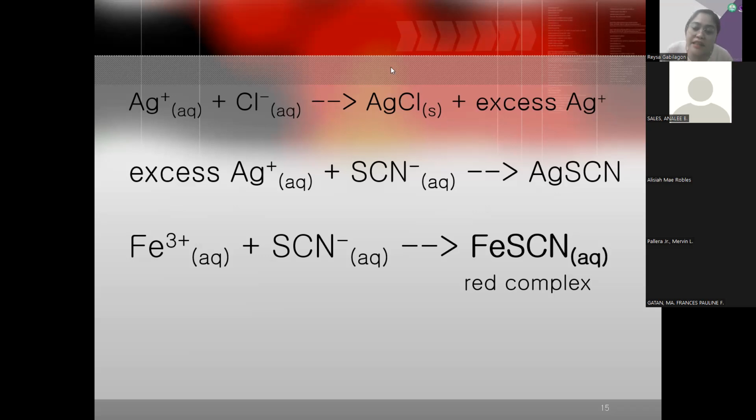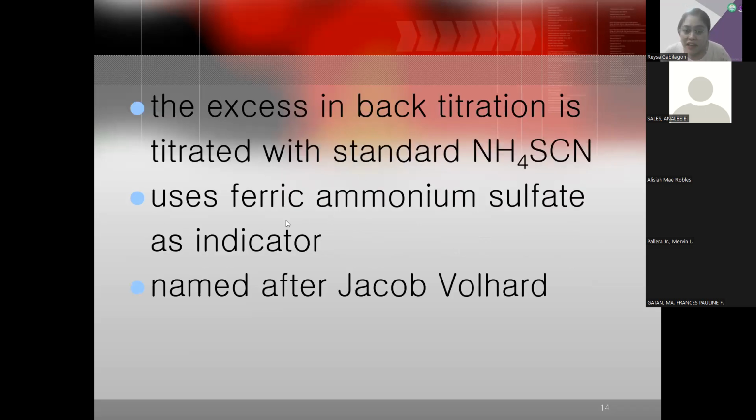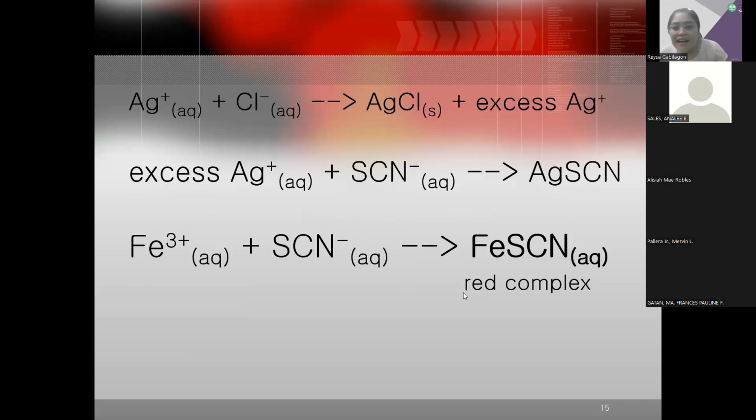So these two will react, forming silver chloride. Silver chloride is a white precipitate. That's the first one that will be formed. And then since silver is added in excess, there will be excess silver ions that will react with the thiocyanate coming from the second titrant, the ammonium thiocyanate, forming silver thiocyanate. And then the excess thiocyanate ion coming from the second titrant will react with the iron. Where does it come from? From our indicator. Remember, our indicator is ferric ammonium sulfate. When these two react, there will be the formation of a red complex, the ferric thiocyanate, and that will signal the endpoint of the titration process. Okay, so that is the sequence of reactions for our Volhard method.